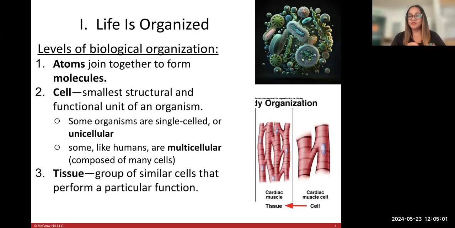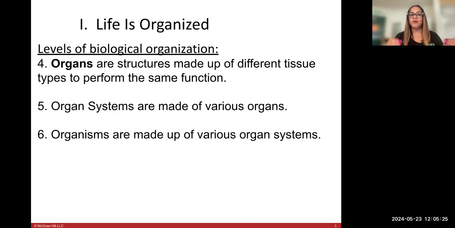Some organisms are single-celled. They're only made of one cell. Those are called unicellular. Some, like us, have trillions of cells. We are called multicellular. A bunch of cells get together and form a tissue. There's an example on the bottom right. There's one individual cardiac muscle cell. You get a bunch of those together, and it forms cardiac muscle tissue. Organs are structures made up of different tissue types to perform the same function. Organ systems are made of various organs, and then organisms are made up of various organ systems.